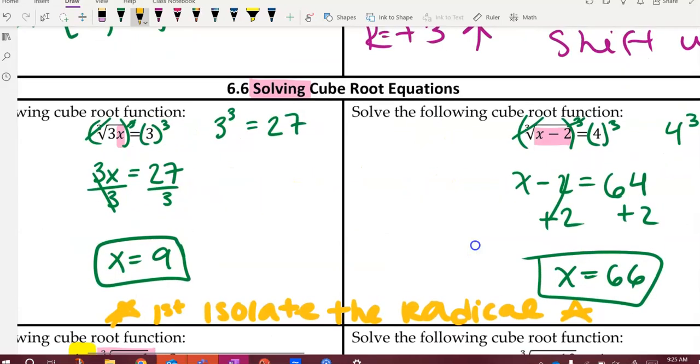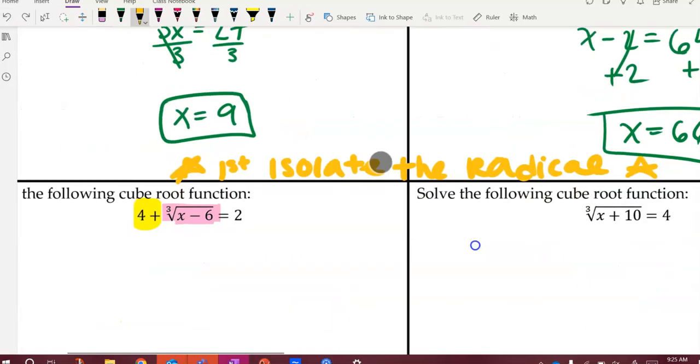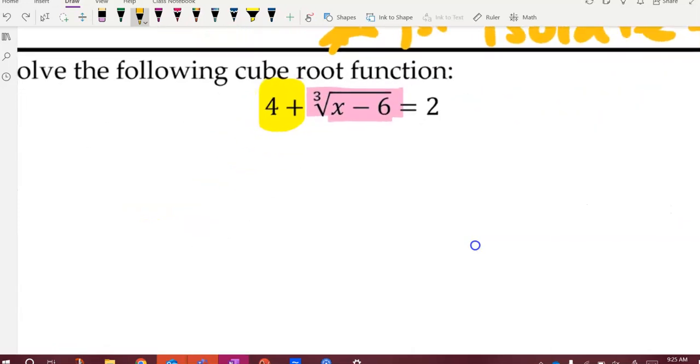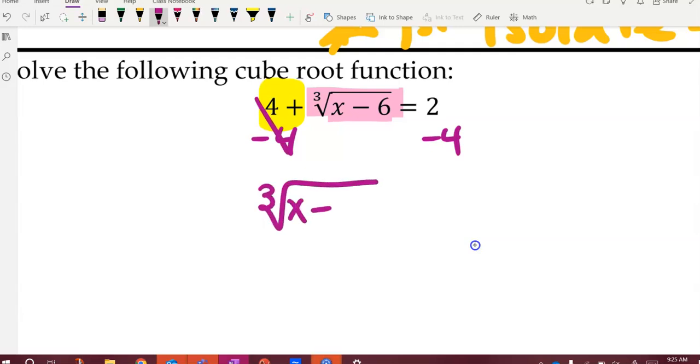On the last 2 problems we solved, there was nothing hanging out outside of the cube root, so it was already isolated. It's already by itself on that one side. Over here on the left, we have not only the root, but we also have this plus 4. So how do we get rid of this plus 4? We're going to need to subtract it. And now all we have on the left is our radical.